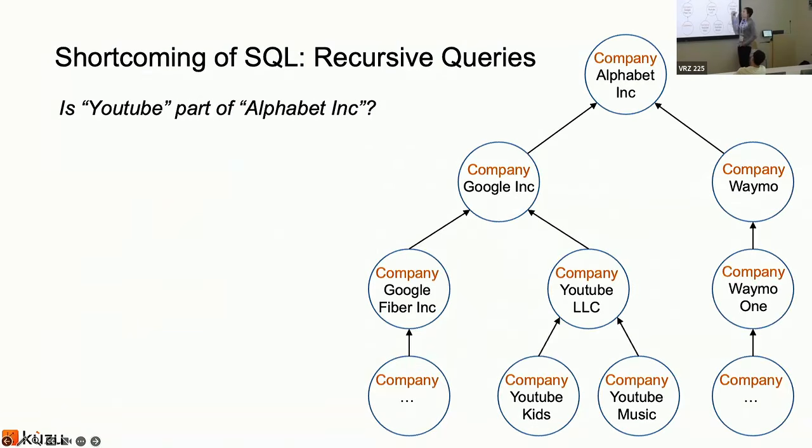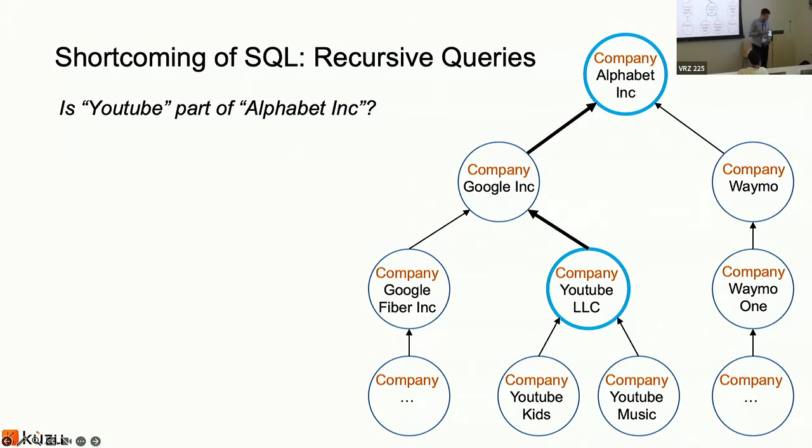So, if you were to have a graph model of this information, you're asking, is there a path connecting YouTube to Alphabet Inc.? And in this case, there's a 2-hop path. It could have been a 3-hop or a 4-hop path. Okay, so you're asking for something that is, by its nature, recursive. All the black edges here are subsidiary-of edges, and I'm going to use black to refer to these.